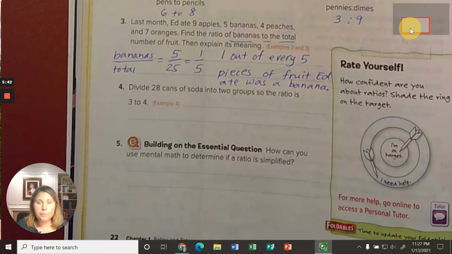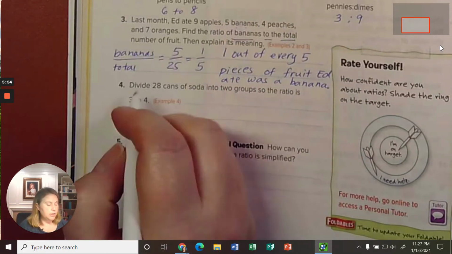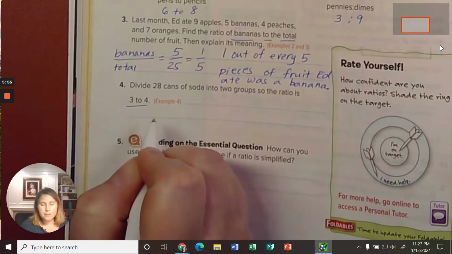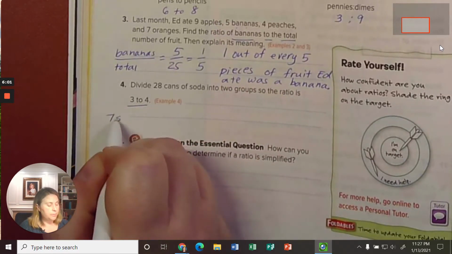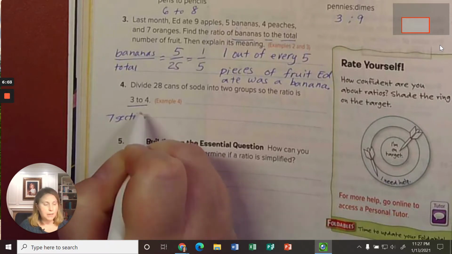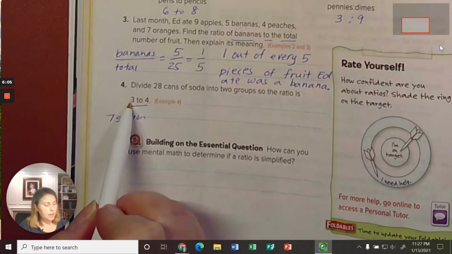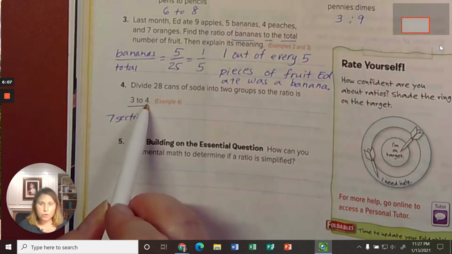Scroll down a little bit. Divide 28 cans of soda into 2 groups so that the ratio is 3 to 4. Okay, so when we see that 3 to 4, we know there's 7 sections total. How many in each of those 3 sections? How many cans of soda in each of those 4 sections?